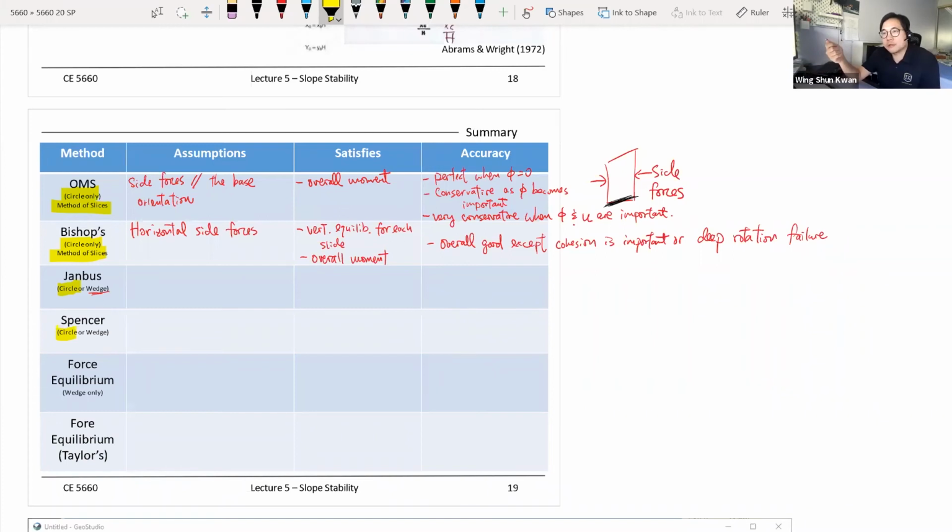The computational work starts to be even longer. For classroom instruction, it starts to be very hard to finish the whole thing. That's why I didn't go through those two methods, because if we try to list out all the equations, it could be page after page. But when we compare, starting from the Janbu method, with the Bishop and OMS methods, this method satisfies all three equilibrium conditions.